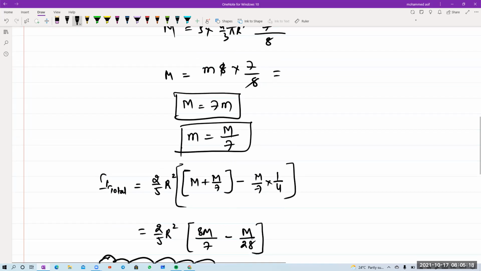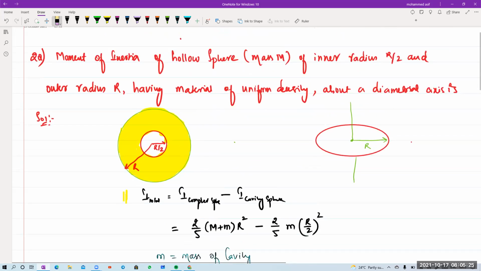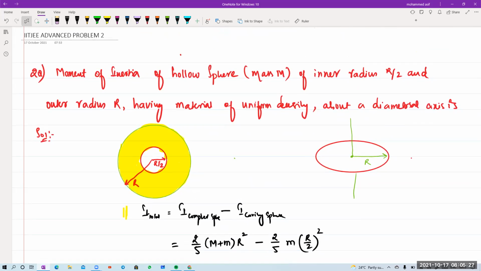Okay, so take care of a little bit of calculation. Otherwise, the problem is not that tough, but only a little bit of a calculative part of relation. That's it. I hope you got an idea. Okay, take care. Bye.